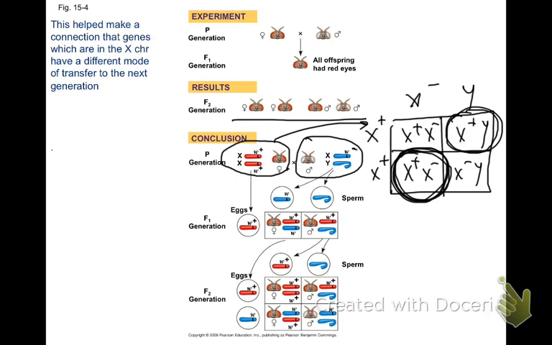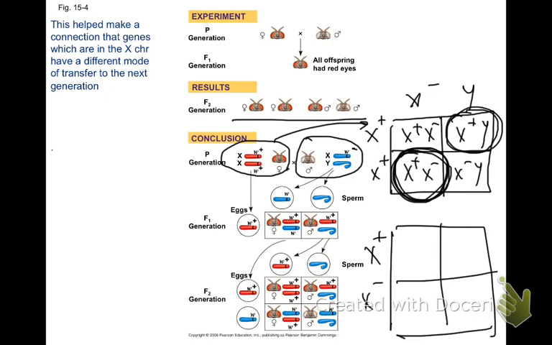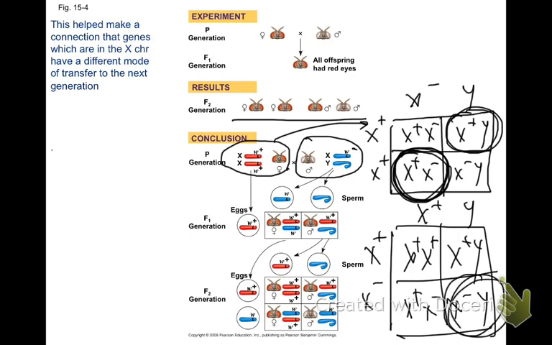But the red-eyed female here is a carrier, and if you put them together, what happens here is, let's just put that and see, X plus and X minus, and this was X plus Y. So you see X plus X plus, X plus X minus, X plus Y, X minus Y. So in this case, you see one white-eyed male at the end of the Punnett square in the F2 generation.